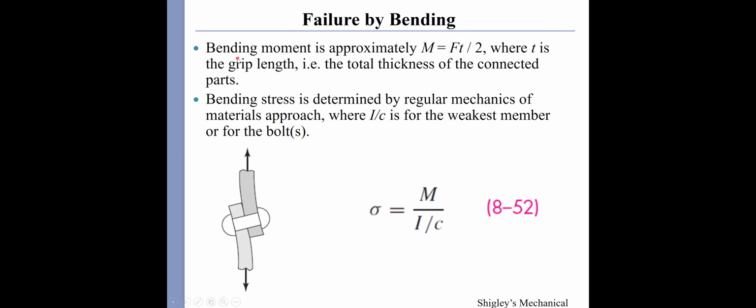For the bending moment, we can approximately get the moment equal to Ft over 2, where t is the grip length, i.e. the total thickness of the connecting parts. The bending stress is determined by the regular mechanics of materials approach, sigma equals M over S, where S is I over C, the section modulus for the bolt. Sigma is the normal stress from the bending, and C is the distance from the neutral axis to the surface.